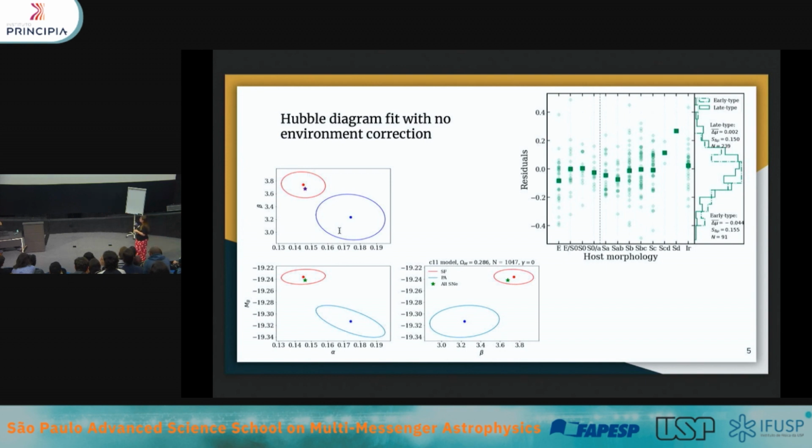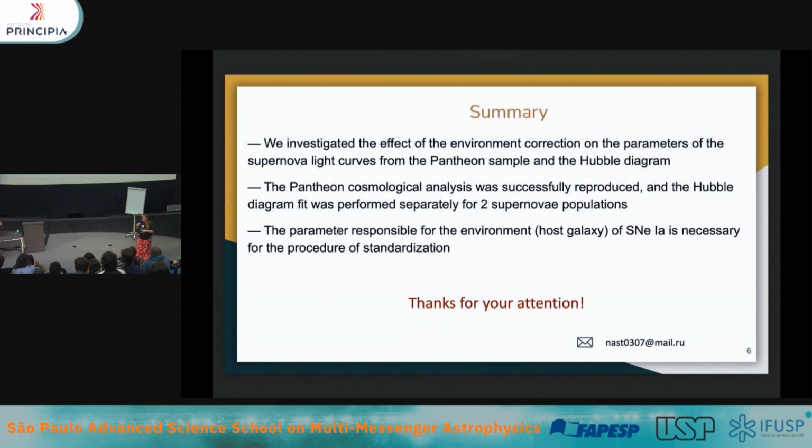So now we're heading back to the summary. On the basis of the Pantheon sample, which contains more than 1,000 type Ia supernovae, we explored the influence of different environmental parameters of host galaxies on the standardization procedure. And we showed that even with some environmental parameters, such as the stellar mass of the host galaxy, the standardization procedure is not yet done well.